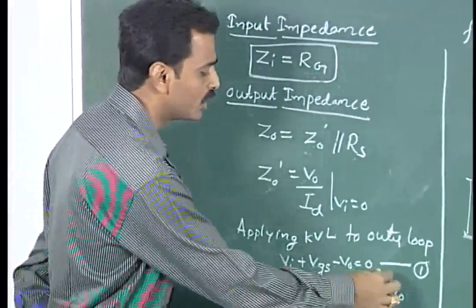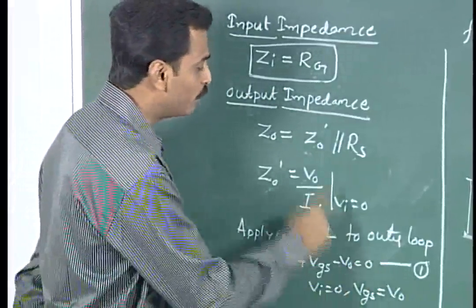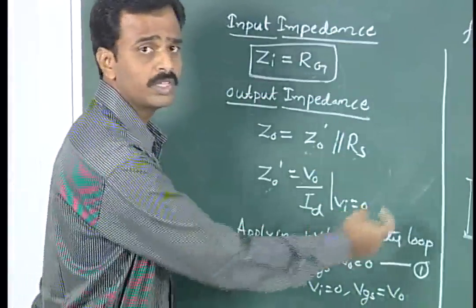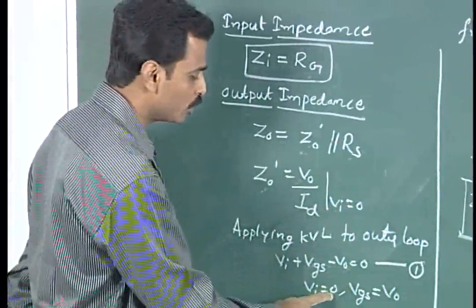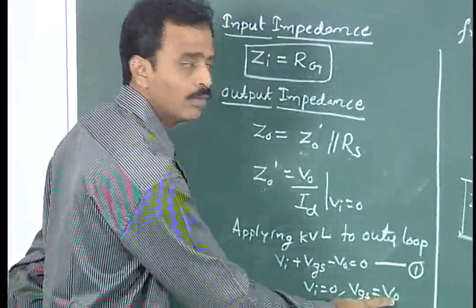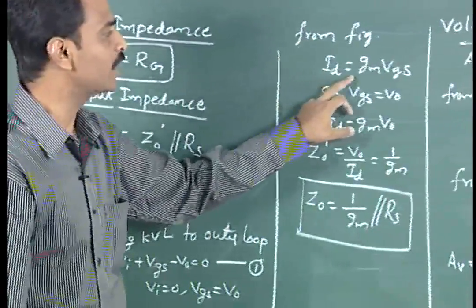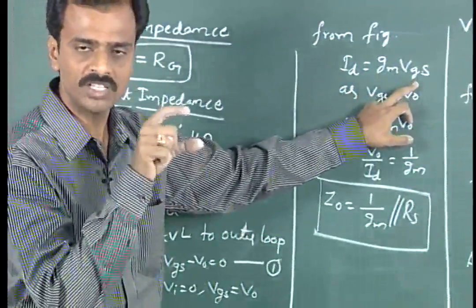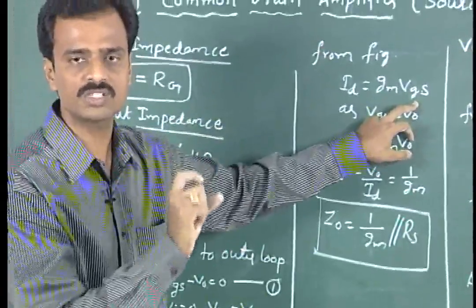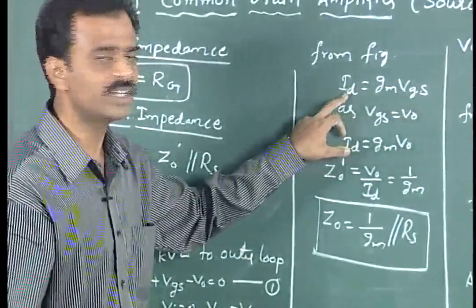The total output voltage will be equal to the sum of these two voltages. As Vi will be equal to 0, if we look from the outside, substituting Vi equal to 0, we'll get VGS equal to V0. Now from the figure we get ID equal to Gm VGS. So whatever the current source we get from the output of the circuit, that is Gm VGS, which is nothing but the drain current.